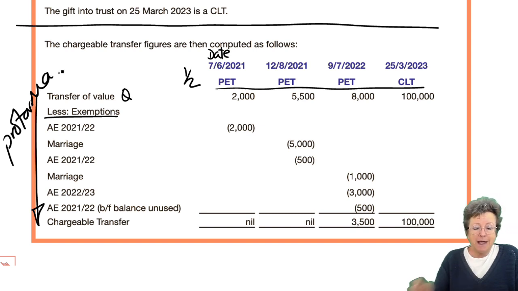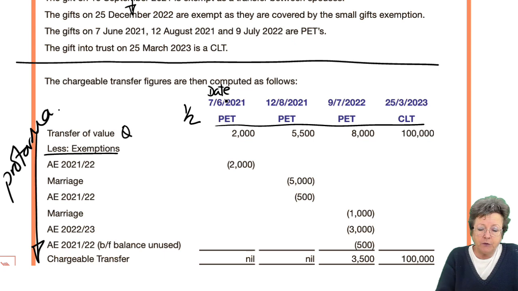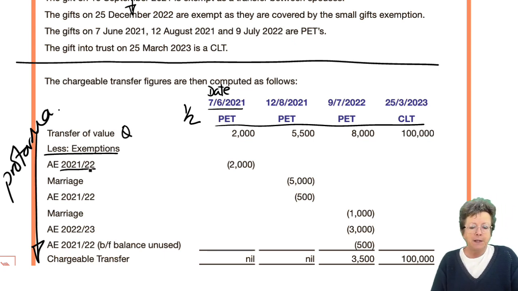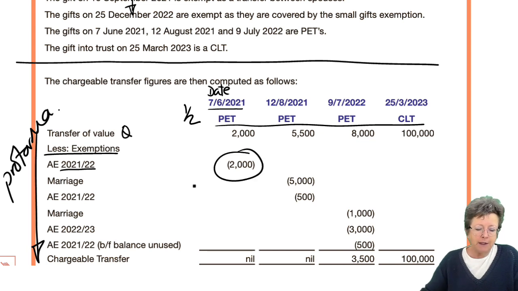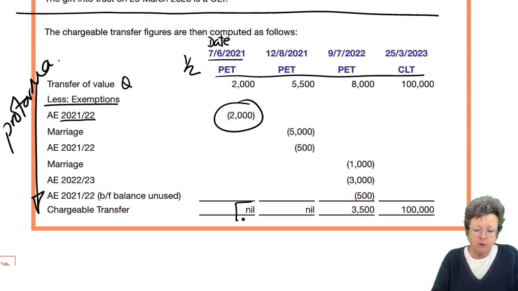You get the annual exemption for the year. So the gift in the 7th of June is in the year 21-22. It is covered by the annual exemption, and therefore there is no tax to pay. Don't forget the balance can be carried forward 1 year, but is always used after the balance from the current year. Now, this is in the same tax year because it's only 2 months later. That's the transfer of value from the question.